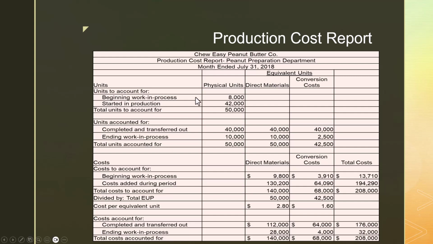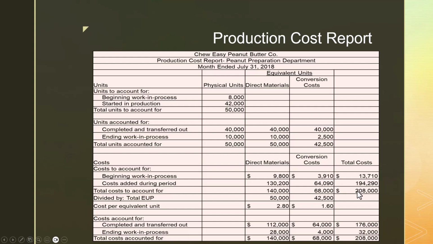So the top portion of a PCR tracks your physical units, while the bottom portion tracks your costs. You'll have costs that were already committed before the period started to units which were WIP when the period started. You'll have the costs that were added during the period, so how much we paid for labor, materials, overhead, etc. during the period. And then with that, we can figure out what our cost is to complete any one given jar.